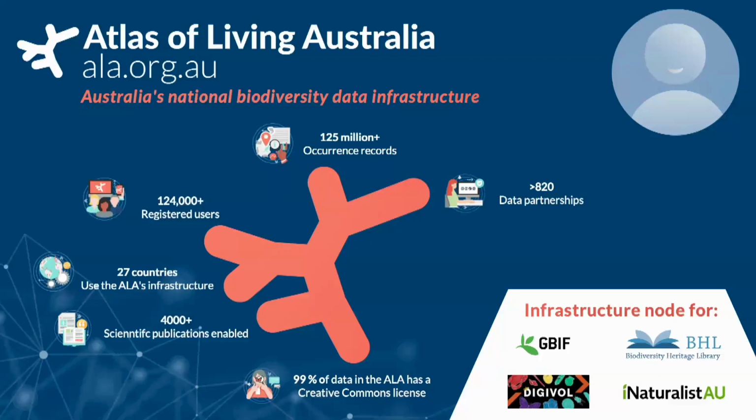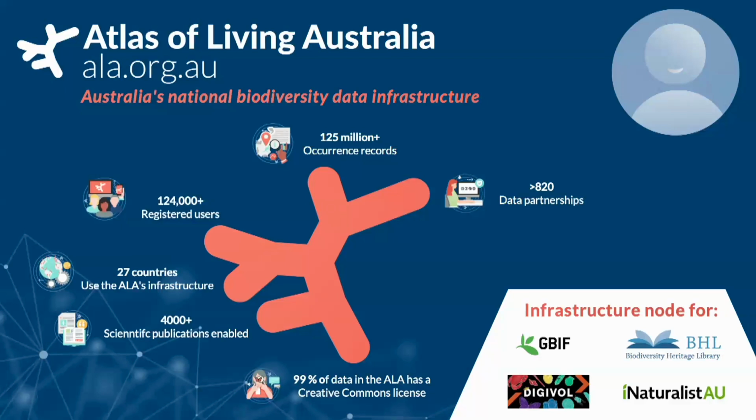We aggregate over 145 million records from a variety of data sources. We have over 820 data partnerships, and various components of the ALA's infrastructure are in use in 27 countries. We are also the Australian infrastructure node for a number of international projects, including the Biodiversity Heritage Library, iNaturalist, and GBIF.